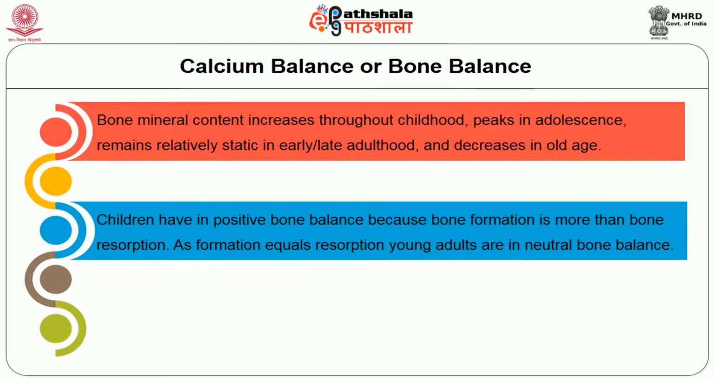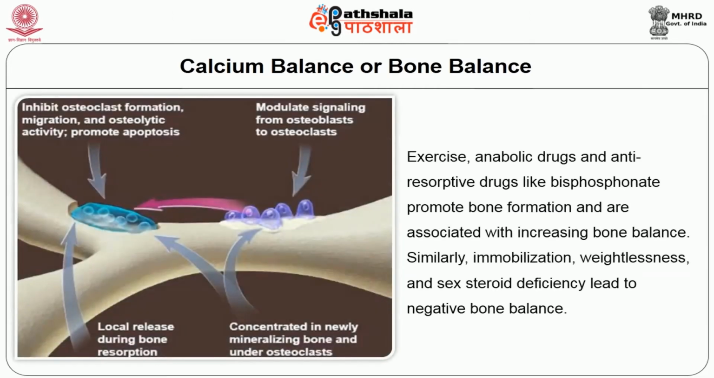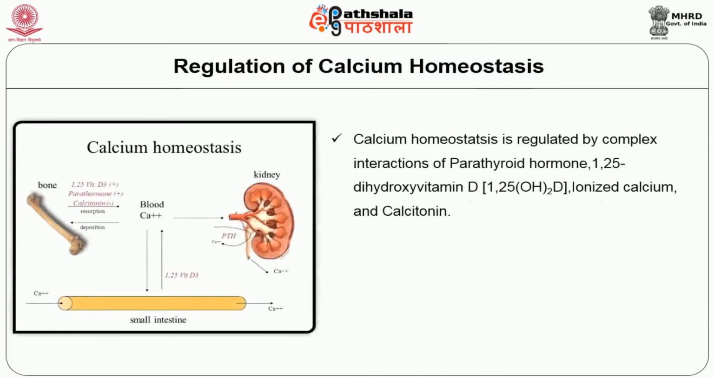Children are in positive bone balance because bone formation is more than bone resorption. As formation equals resorption, young adults are in neutral bone balance. The elderly are in negative balance as they have greater bone resorption than formation. How to overcome this? Exercise, anabolic drugs and anti-resorptive drugs like bisphosphonates promote bone formation and are associated with increasing bone balance. Similarly, immobilization, weightlessness and sex steroid deficiency lead to negative bone balance.